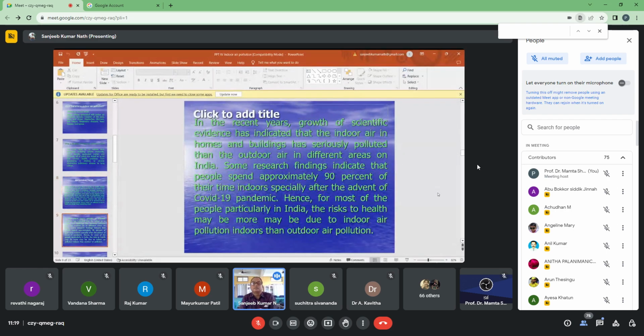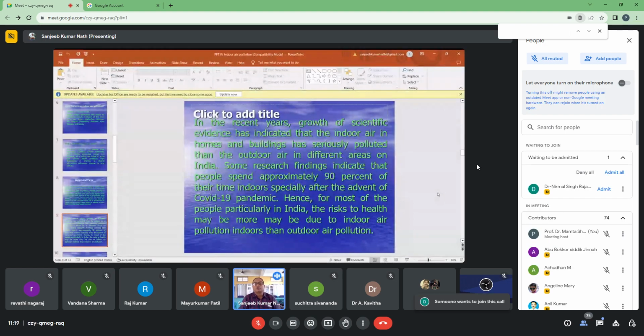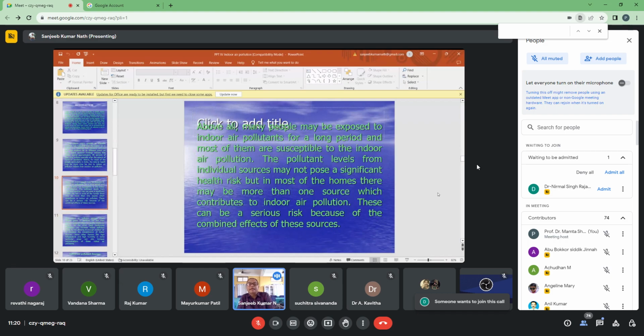In recent years, the growth of scientific evidence has indicated that the indoor air in houses and buildings is more seriously polluted than the outdoor air in different areas of India. Many research findings indicate that people spend maximum time indoors, particularly after the advent of the COVID-19 pandemic. Above all, many people may be exposed to indoor air pollutants for a long time, and most of them are susceptible to indoor air pollution.